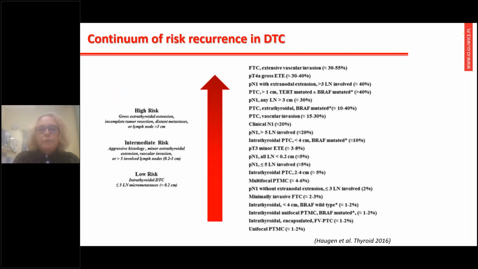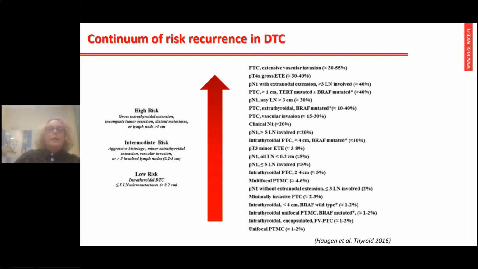As Jolanta already said, in 2015, the American Thyroid Association released new guidelines where they divided differentiated thyroid cancer patients into three groups of risk after the operation.